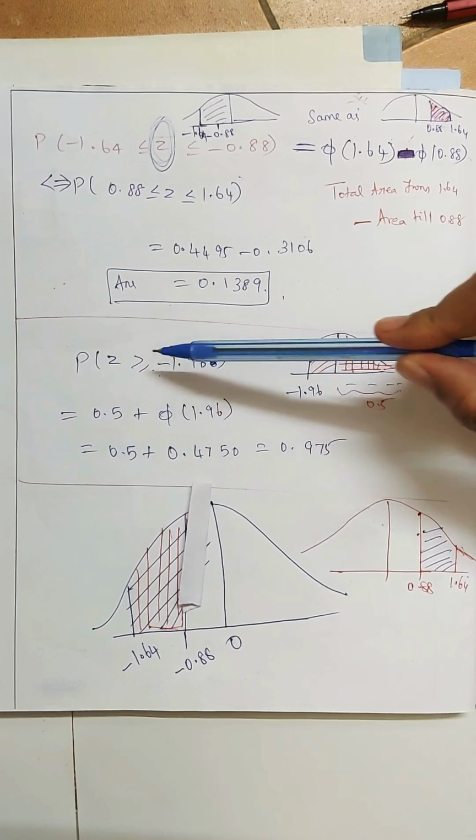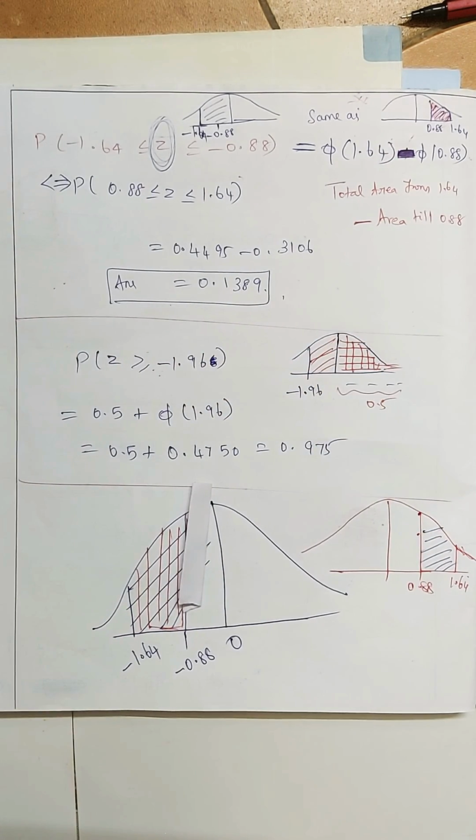And one more example, P of Z, now it's in terms of Z only, I didn't give in terms of X. Z greater than or equal to minus 1.96. Again, pause this for a second, try to draw the graph.